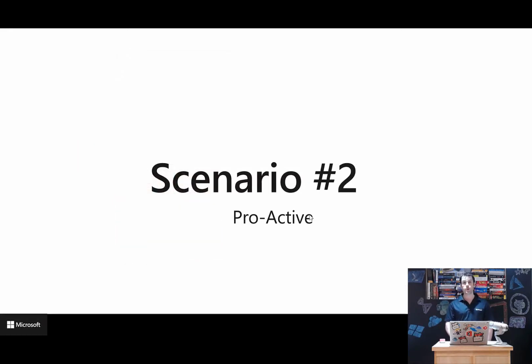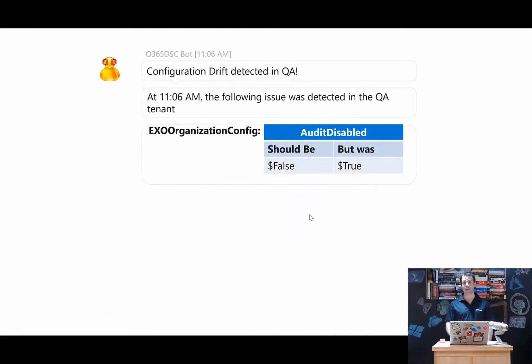The other scenario is just being able to be proactive. So use Microsoft Teams and the Office 365 DSC bots as a notification channel. So instead of getting an email, the moment there's a drift, the agent would run every 15 minutes. It would detect if there's a drift in the environment, and it would notify you automatically and tell you exactly what the drift is without you having to get notified by a user.